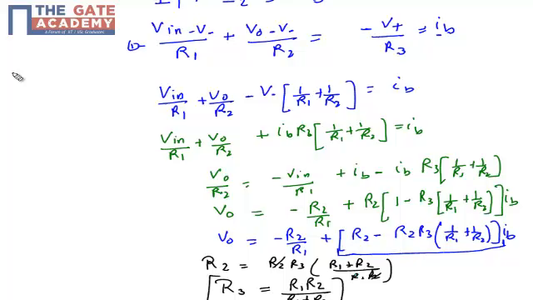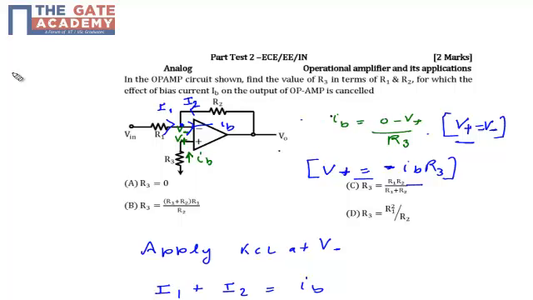It means if the value of R3 is R1 R2 upon R1 plus R2, or R1 parallel R2, I can ignore the effect of bias current in the circuit. So if you want to ignore the effect of bias current in the output, you need to take the value of R3 as R1 parallel R2, or R1 R2 upon R1 plus R2. So my correct option is option C. In this question, my correct option is option C. Thank you.